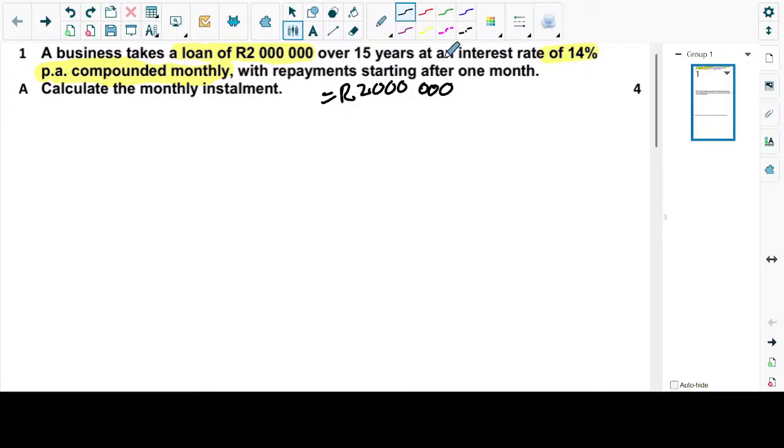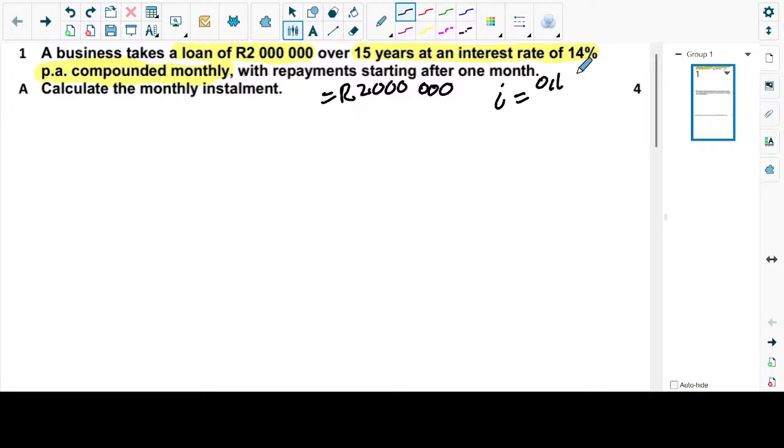Remember they are saying at the end of the year you're going to be paying 14%, but we're not going to be charging it at the end of the year. Compounded means we're going to divide this 14 by 12. Now, remember, the i is given as a percentage, so we're going to change it into a decimal so that we can use it in our calculation. How do we convert the percentage into a decimal? 14 divided by 100, which is 0.14.